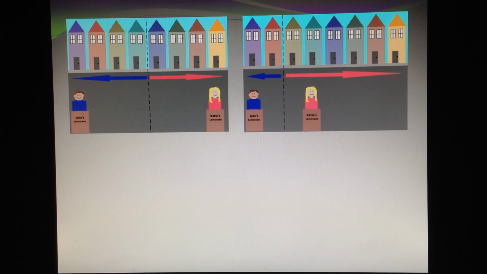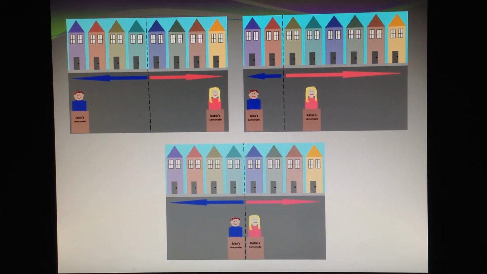Both kids can move as many times as they want and to whatever locations they want. However, it is in both of their best interests to stay next to each other in the middle of the block. This way, they both get the same amount of business and they appeal to the median customer.